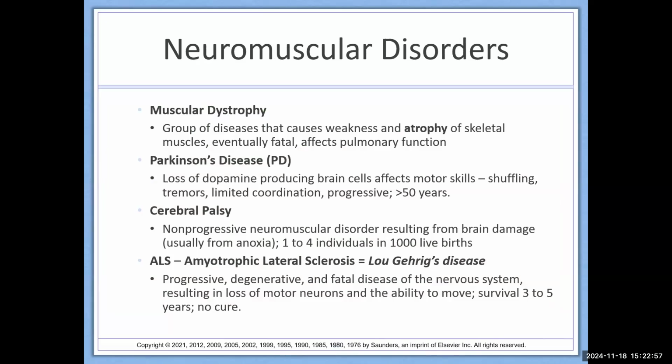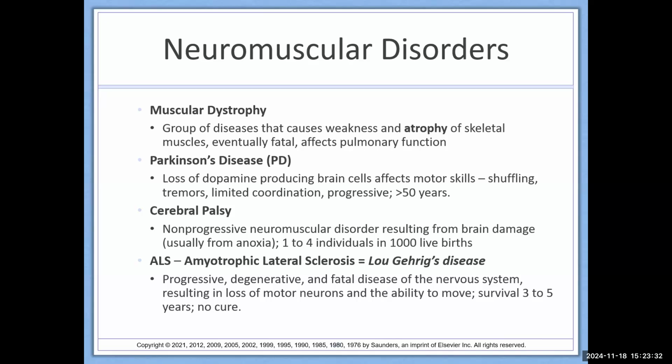Muscular dystrophy is a group of diseases that causes weakness and atrophy of skeletal muscles, and that could be quite detrimental to breathing or pulmonary function. And then with Parkinson's disease, I think we've heard of this in the media, there's a loss of dopamine-producing brain cells that affect motor skills. So there's shuffling and tremors, and it's progressive, and it's usually in those greater than 50 years of age. These tremors can be exhausting for a patient. Can you imagine suffering from that on a daily basis?